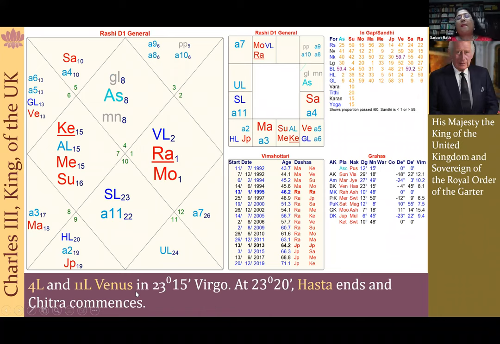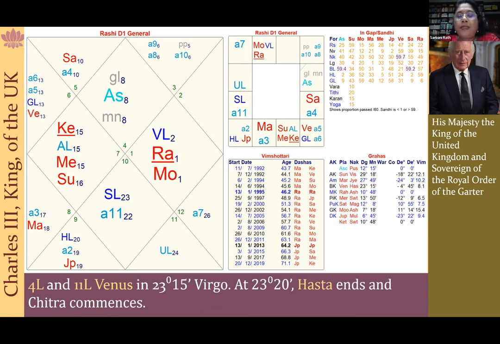Now, we are going to look at some more charts of the British royalty. Yesterday, we did the Indian prime ministers, Indira Gandhi and her two sons, Sanjay and Rajiv Gandhi. Today, we take a look at the King of England. Now, His Majesty the King, yesterday we did a chart, he's our new king, right?